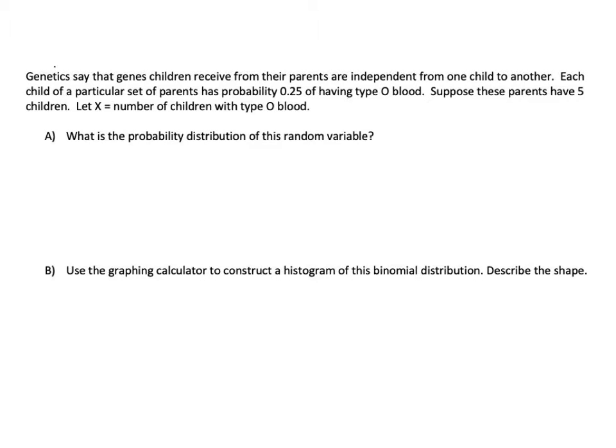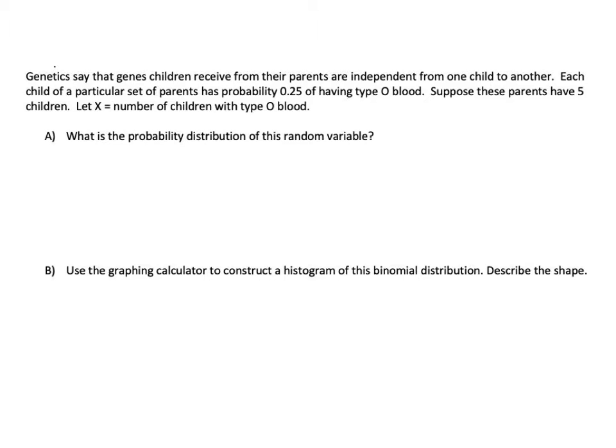Genetics say that genes children receive from their parents are independent from one child to another. Each child of a particular set of parents has probability 0.25 of having type O blood. Suppose these parents have 5 children, and now we're given our random variable. Let X equal the number of children with type O blood. And we're to make a probability distribution of this random variable, which means we're listing all the possible outcomes of that random variable and the chance that it occurs.